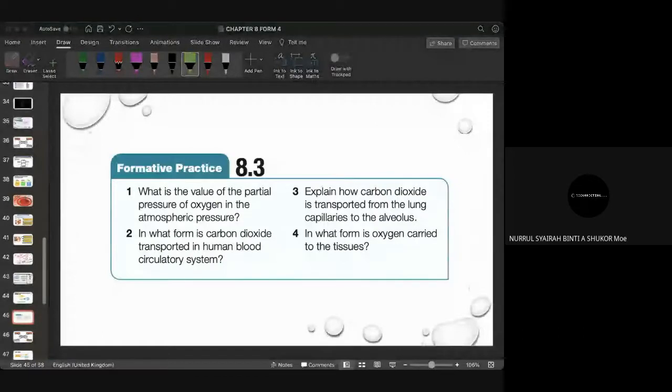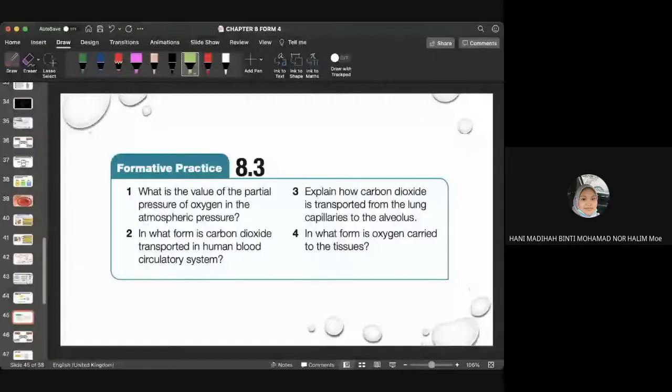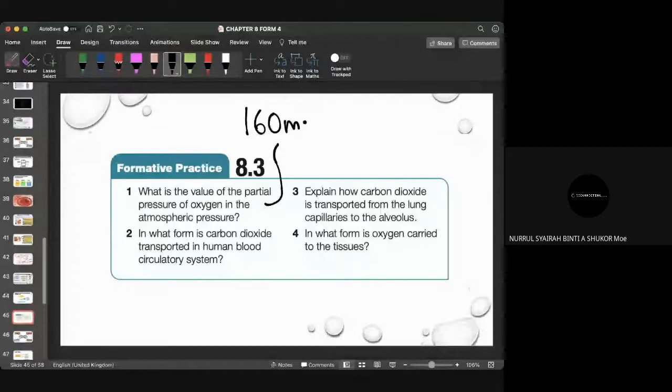This one is Hani Madiha. Ada Hani Madiha? Ada, teacher. Okay, apakah function, apakah dia punya ni? Value of partial pressure of oxygen in atmospheric pressure is 160 mmHg. Yes. Millimeter mercury. In what form is carbon dioxide transported?